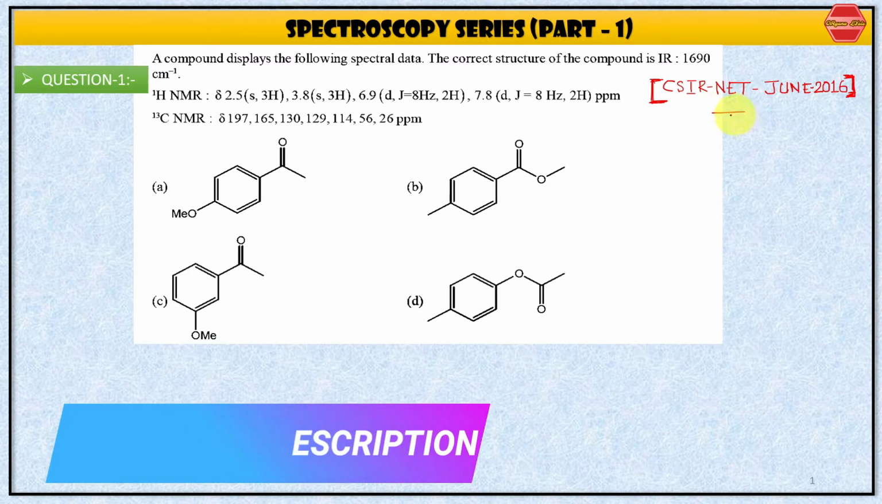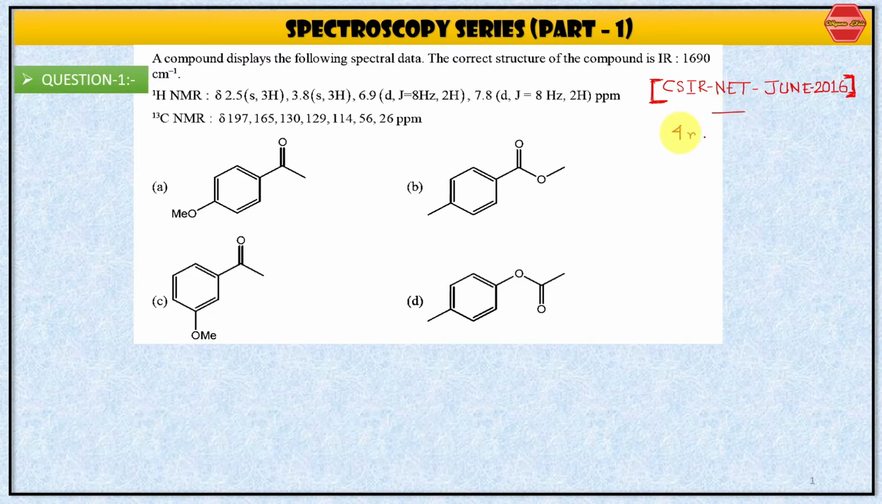So first of all, I am taking this question, which came in CSIR-NET June 2016, and this was for 4 marks. The question says that the compound displays the following spectral data. The correct structure of the compound is... The IR value given to you is 1690 centimeter inverse. So this 1690 value indicates a ketone.